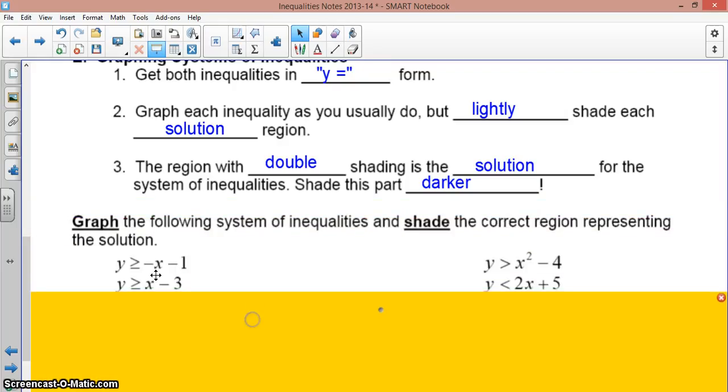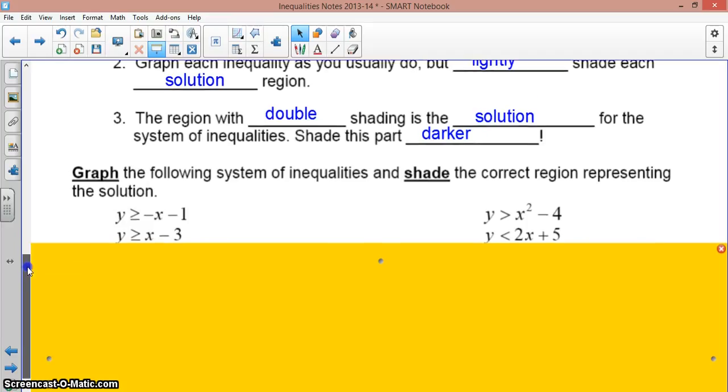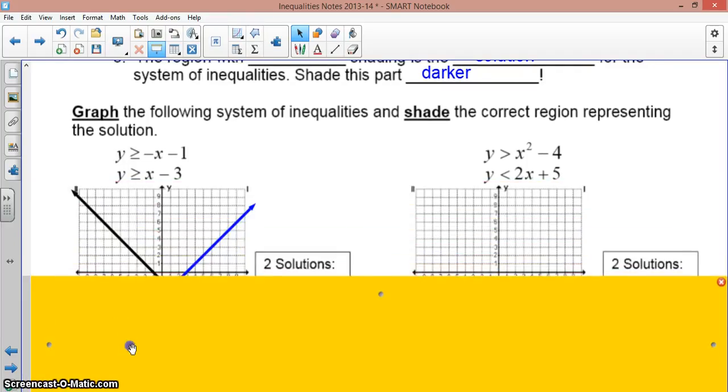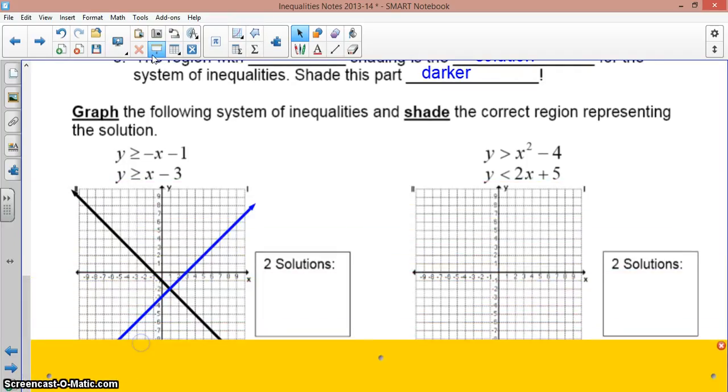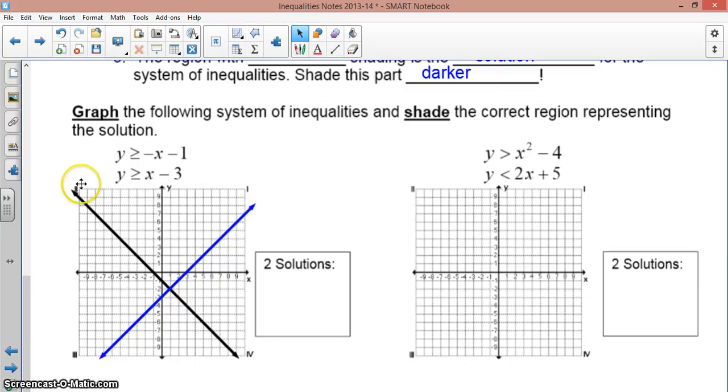So let's go ahead and graph these. Here's our example. We have y is greater than or equal to negative x minus 1, and that is my black line here, slope of -1, and a y-intercept of -1 as well, and it would be a solid line because it's equal to. Now I also have y is greater than or equal to x minus 3, so I have a y-intercept of -3 and a positive slope of 1/1, and I do have a solid line there.